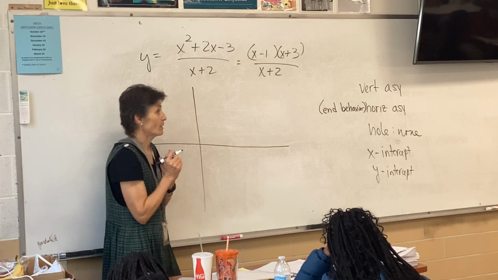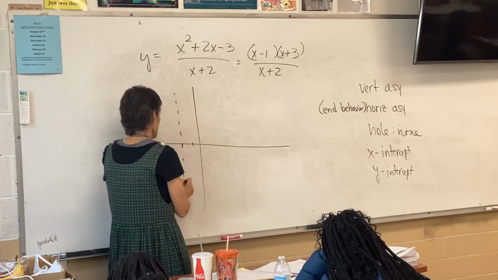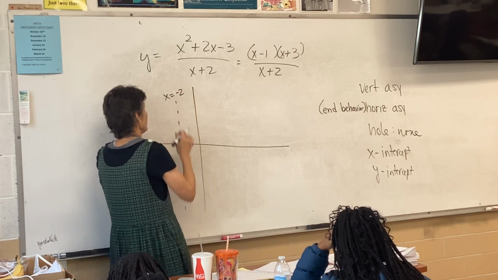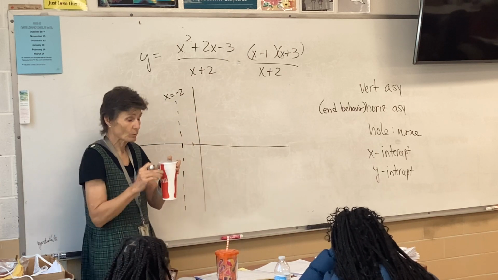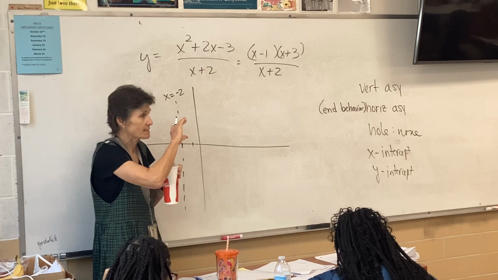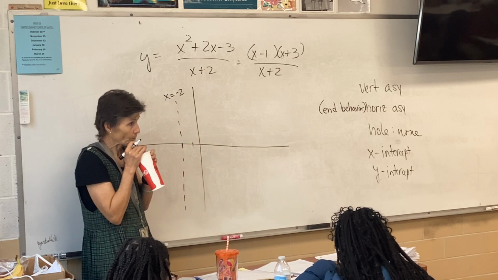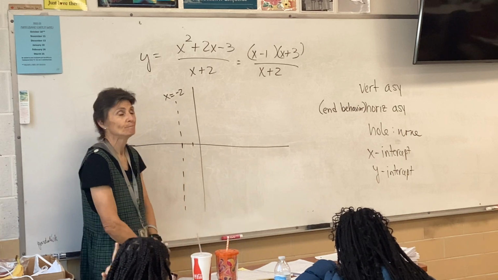All right, can you tell me what I do have now? Vertical asymptote. Where's my vertical asymptote? X equals -2. So make sure, guys, when you write that down and when you label it, it's x equals -2. That vertical, or an asymptote, is an equation. So x equals -2.